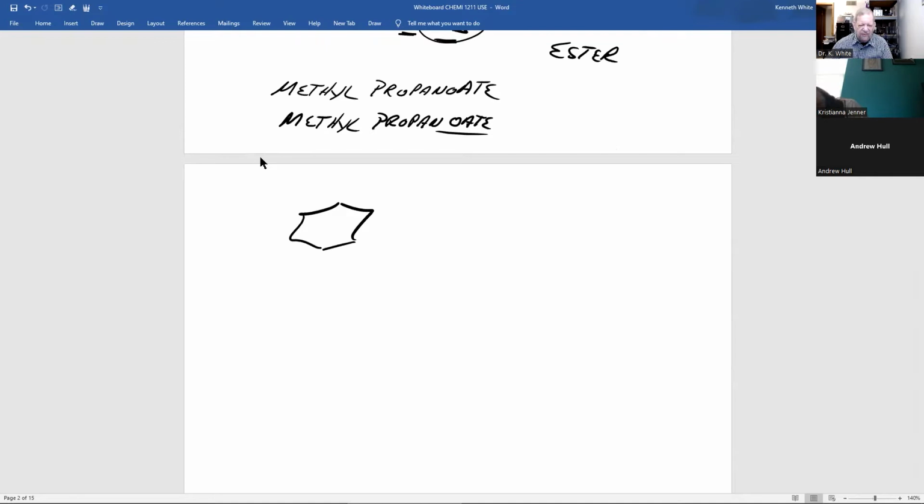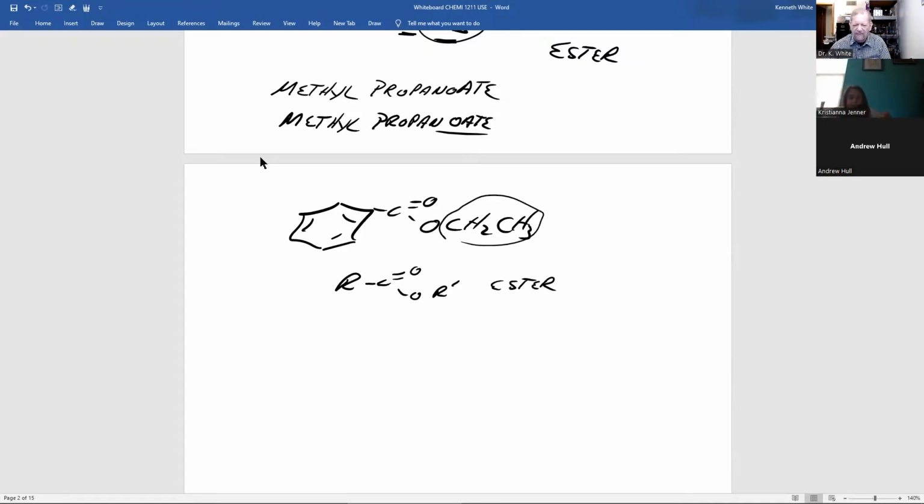That's when R is a benzene ring. Now, first of all, what functional group do you have here? Oxygen functional groups take priority over benzene rings. And if we look at this, we have a benzene ring, I'll call that R, carbonyl, oxygen, and then R prime. And this is an ester. And what's my R prime? Ethyl.